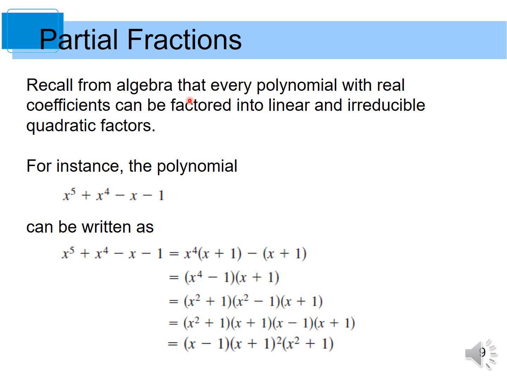Recall from algebra that every polynomial with real coefficients can be factored into linear and irreducible quadratic factors. For example, this polynomial is a fifth order polynomial. Then this polynomial can be written as x minus 1 times x plus 1 squared times x squared plus 1, where we perform the synthetic division.